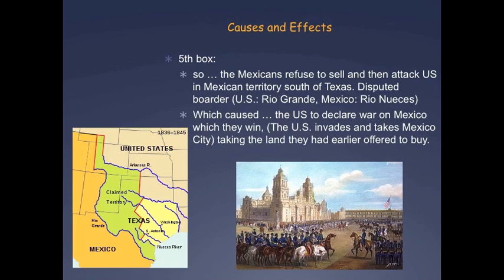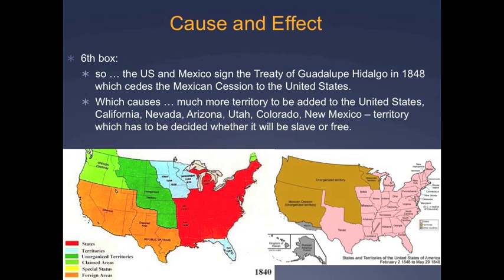So this causes the U.S. to declare war on Mexico, which they eventually win. The United States invades all of Mexico. They send a force into Mexico City where they conquer Mexico City, and they take over all of the land that they previously had offered to buy, and they pay a measly sum of $15 million. So, Mexico is forced into signing the Treaty of Guadalupe-Hidalgo.